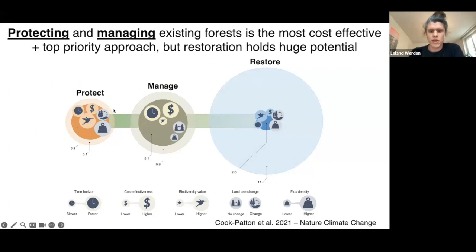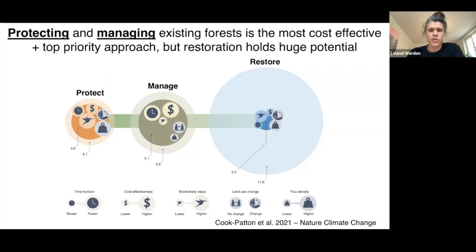So this is a figure that I like a lot. Essentially, the filled-in internal bubbles show the amount of climate mitigation you can get for $100 US. So you can see that by protecting and managing existing ecosystems, you can actually get quite a lot. But for restoring ecosystems, the circle is a lot smaller. So it becomes much more expensive to do restoration.